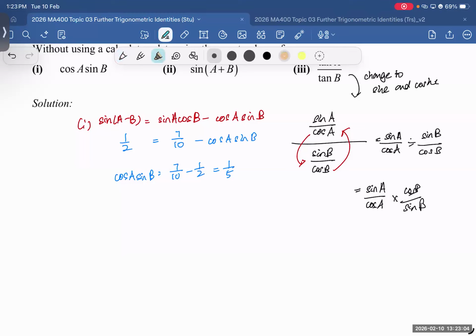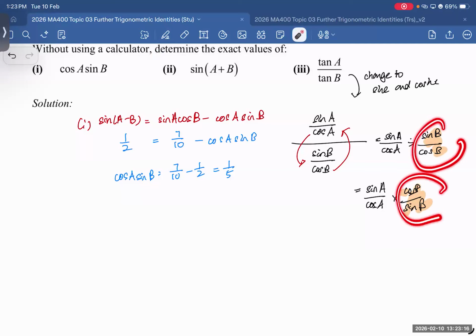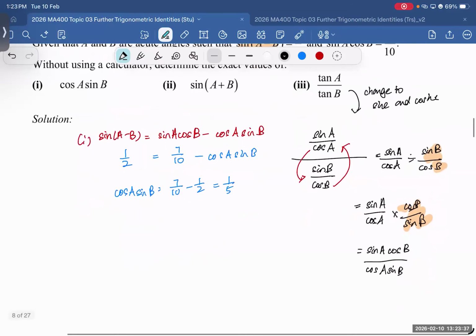Now, this is a fraction. When I change to times, I can flip it. Correct? Shouldn't I be able to flip a fraction? Now you see my numerator. My numerator is now sine A cos B divided by cos A sine B. Okay, you have these two.